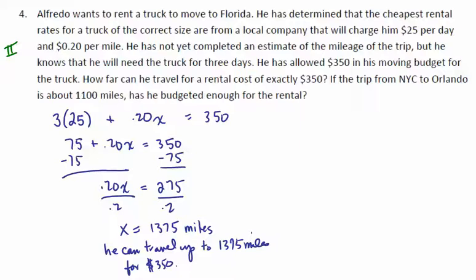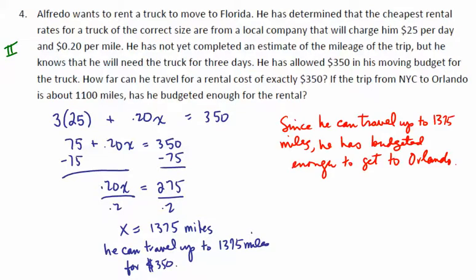Now, if the trip from New York City to Orlando, he later finds, is about 1,100 miles, has he budgeted enough for the rental? So, since he can travel up to 1,375 miles, he has budgeted enough to get to Orlando. And so that does it for both parts of this question, and we'll move on to the next.